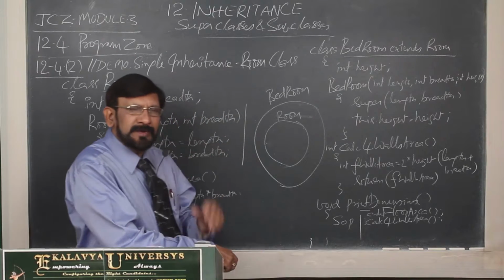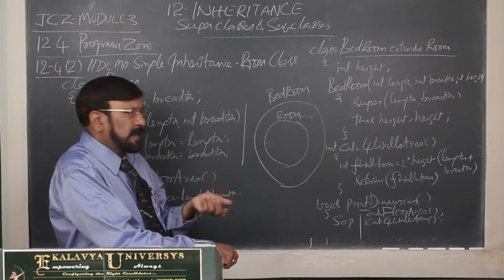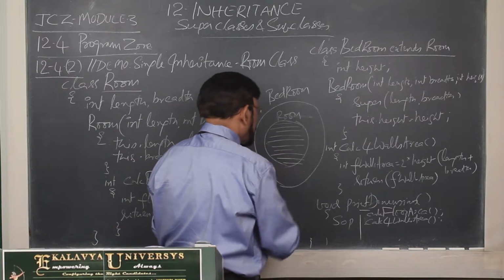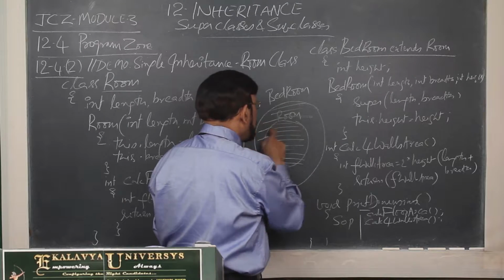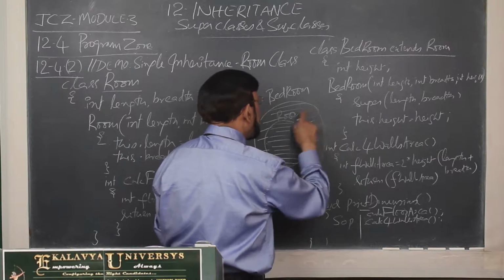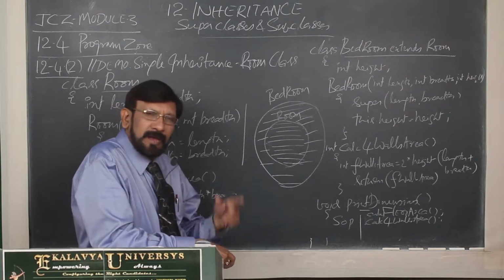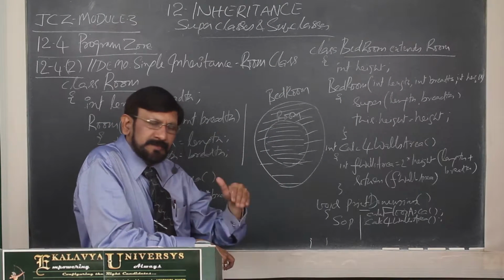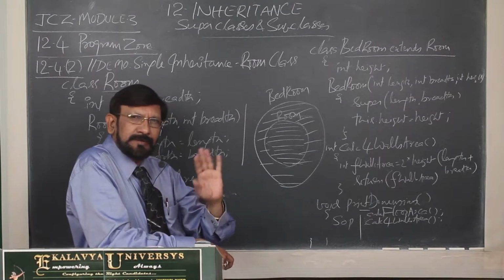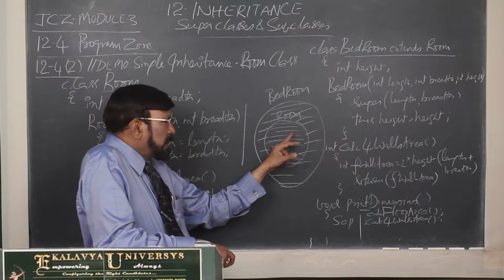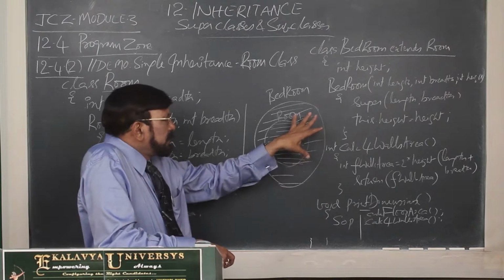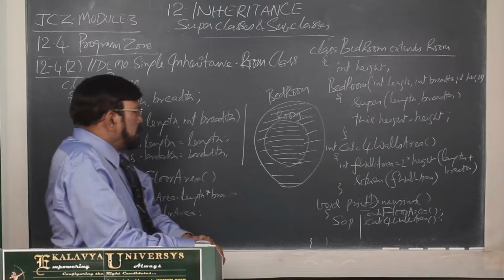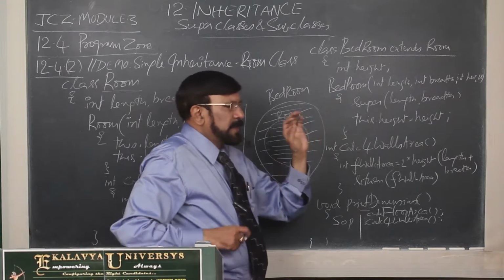Now for that purpose, what is the strategy? How should it be done? What is the algorithm? First superclass should be filled. Thereafter subclass should be initialized. Okay, this is the procedure. As the superclass is a subset of subclass, in case of initialization or construction, what is the procedure? First superclass is to be initialized, thereafter subclass is to be initialized. That is the procedure.